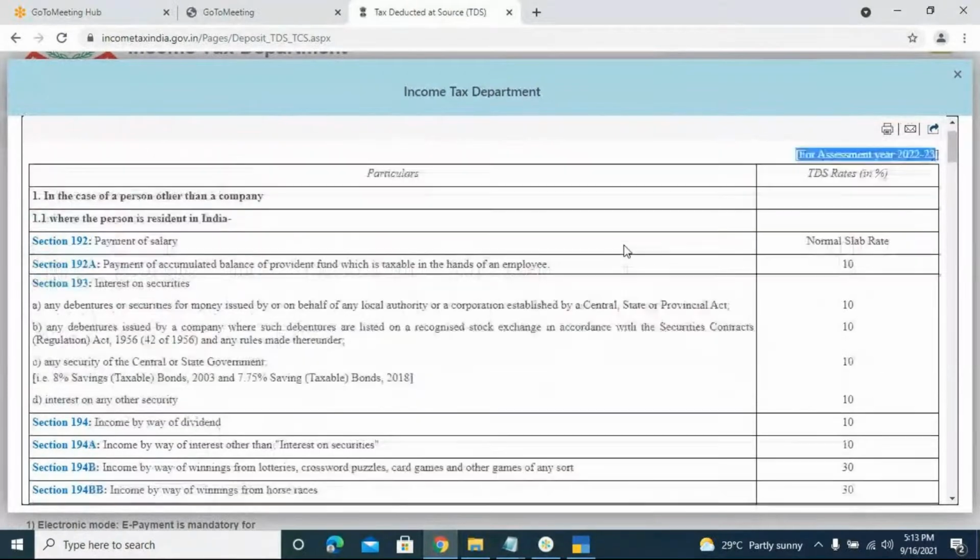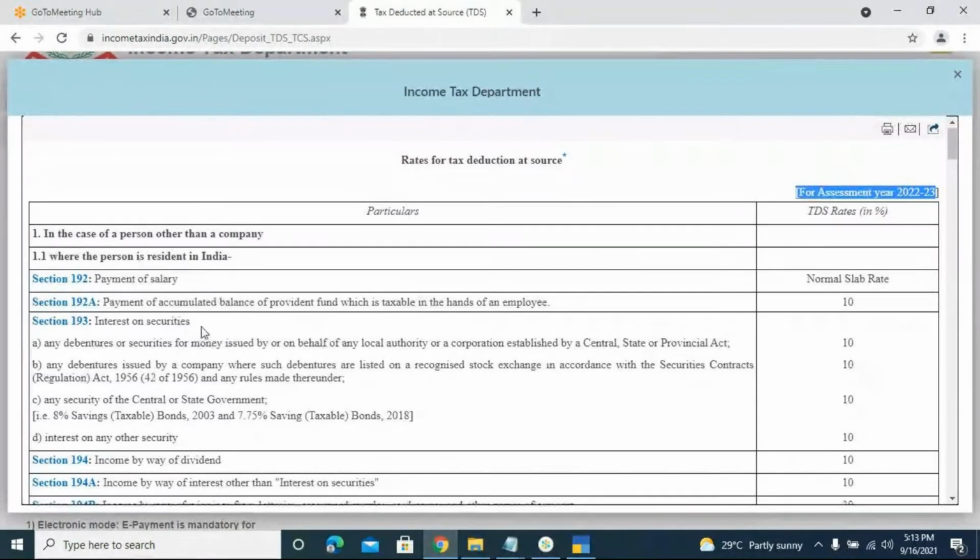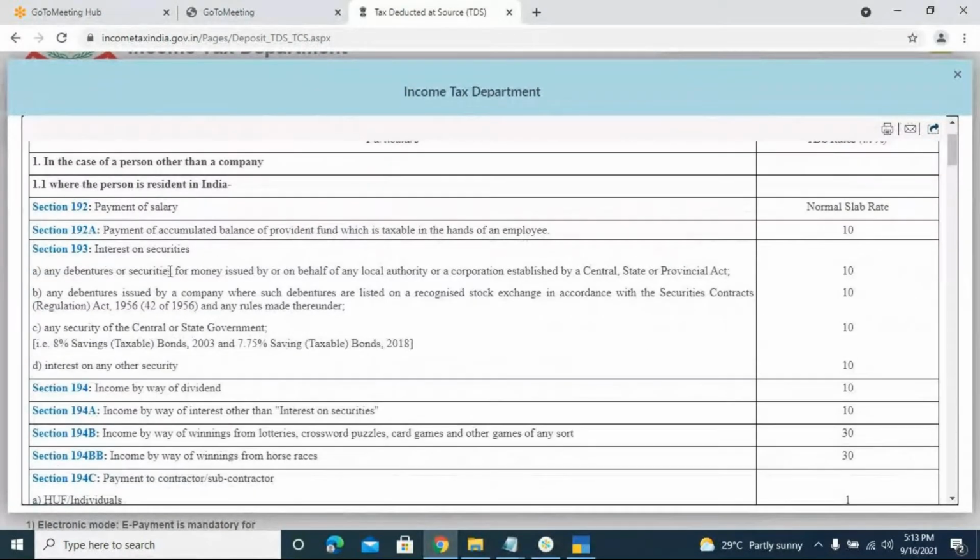This is the TDS rates applicable. Recently, I can say we have 10%. We also have the section applicable for payment of salary. What is the section here? 192A. 192 also we have. Then we have TDS on interest on securities. We have certain marketable securities or debentures of the central or the state governments. Any bonds, most important. On that also tax is applicable.